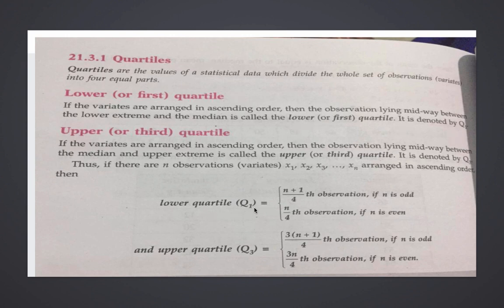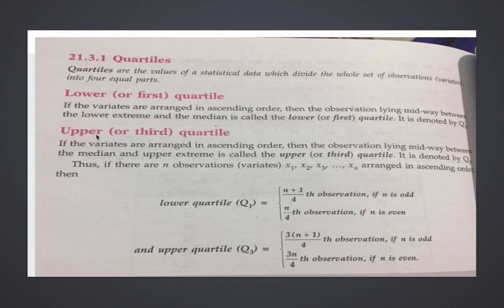See, here it is very clearly given in your book also. Fine. Lower quartile is Q1. Clear? Next comes the upper or the third quartile. Okay, lower quartile, recapitulate once. What's the formula? Is that clear? Yes, sure.